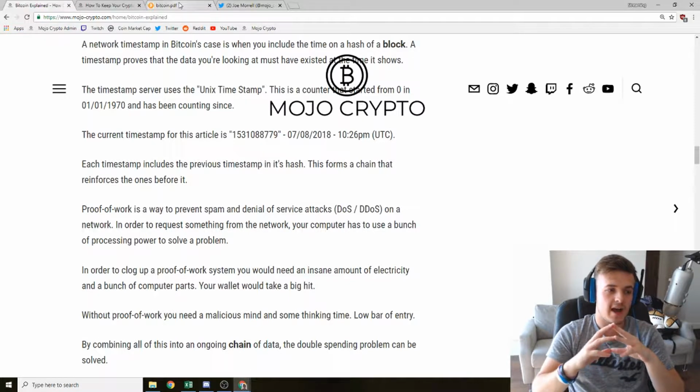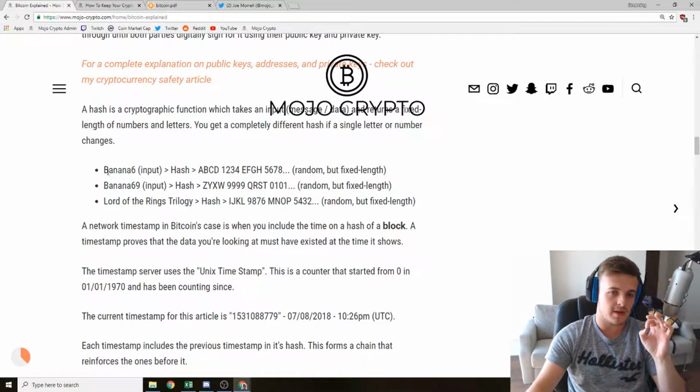Sorry, I was reading it. Maybe hashes can be the same? No, hashes can never be the same. Going back to this example, banana 6 and banana 69, that hash will never be the same. They'll just be completely different every time.